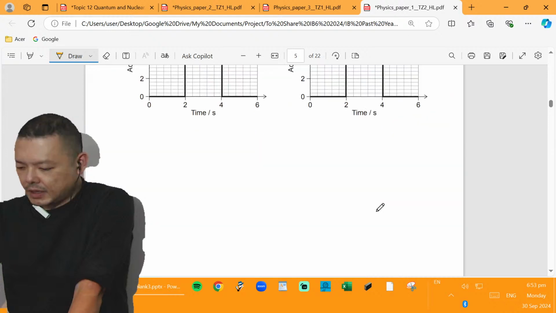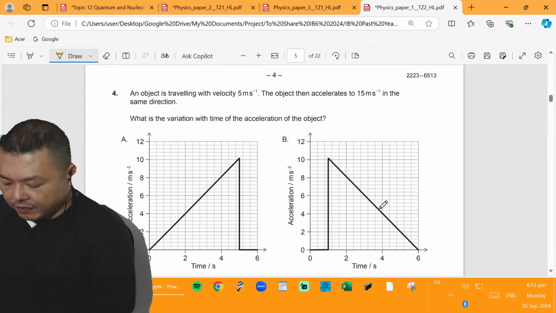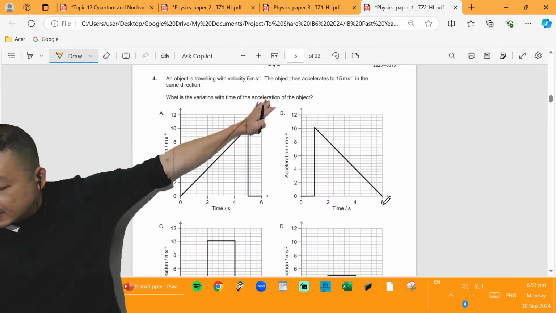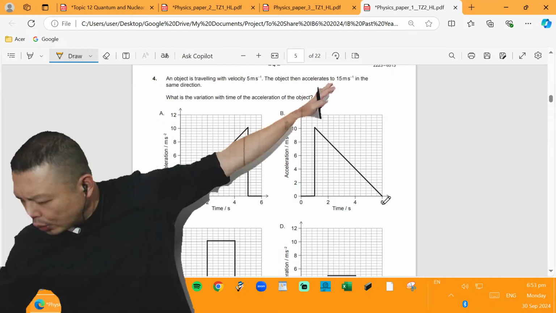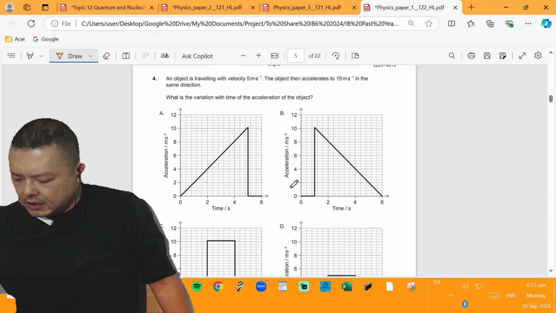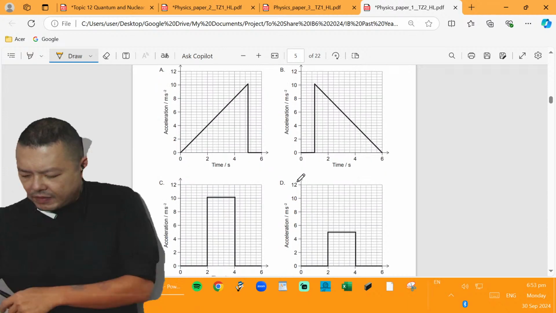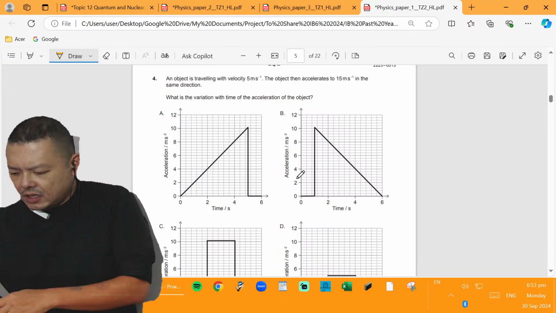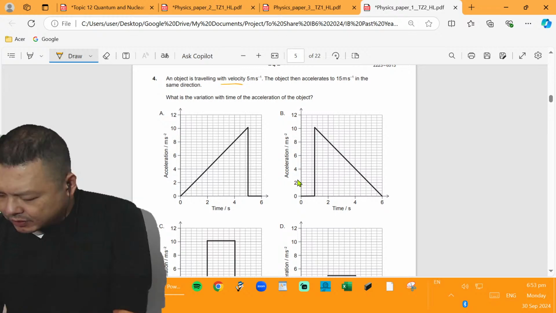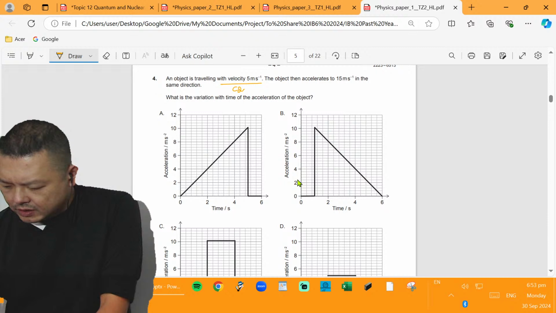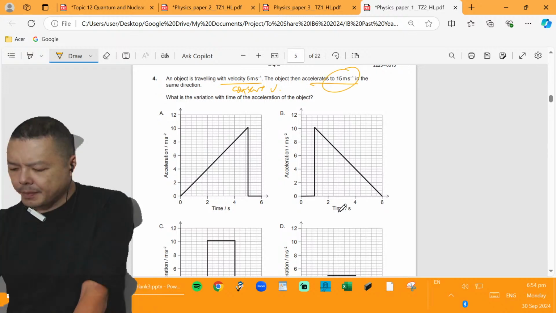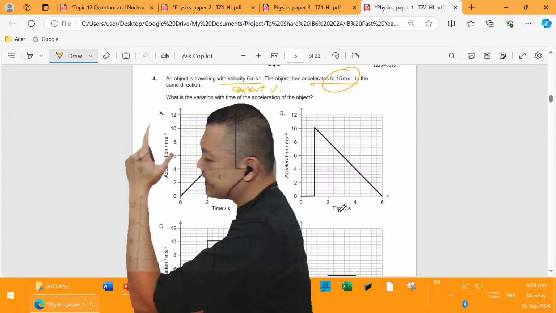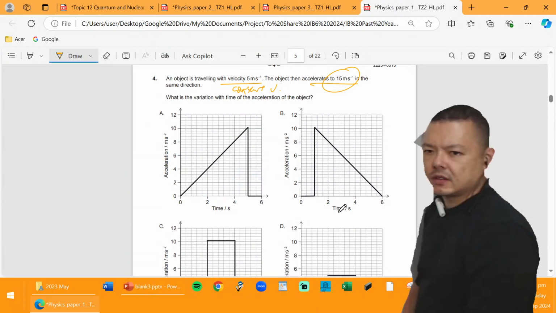But yeah, okay. Question four, let's look at four. Okay. Object is traveling with velocity of 5 meters per second. Then it accelerates to 15 meters per second in the same direction. So it's traveling with constant velocity first, right? Constant velocity at first. Then it accelerates to 15. But the problem with these graphs here, they're all acceleration time graphs. So what does that mean?